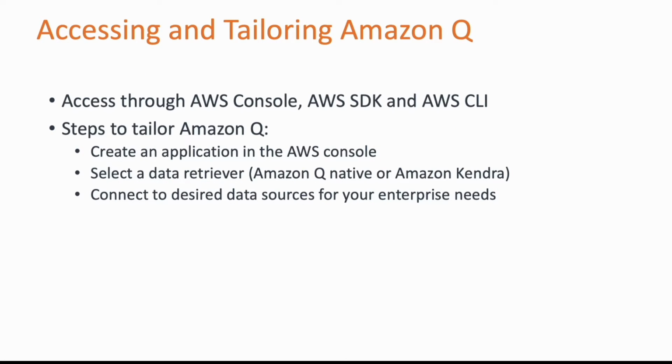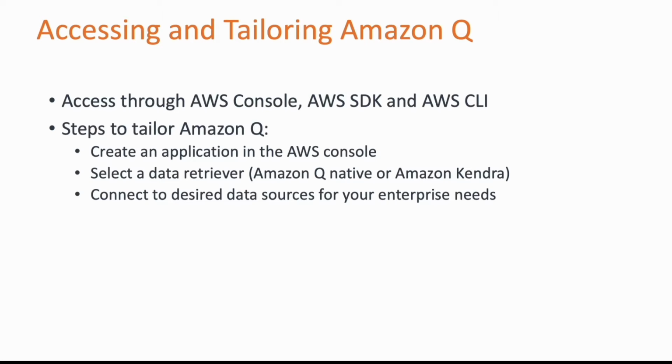Okay, moving on. I want to say how to access and tailor Amazon Q. Access can be through the console. It allows through AWS SDK as well as AWS command line. Steps to tailor Amazon Q. So when you open the console, it's 3 simple steps. You start creating an application.